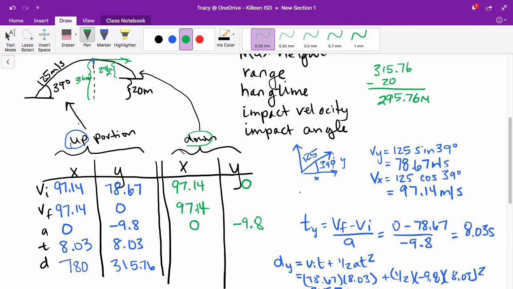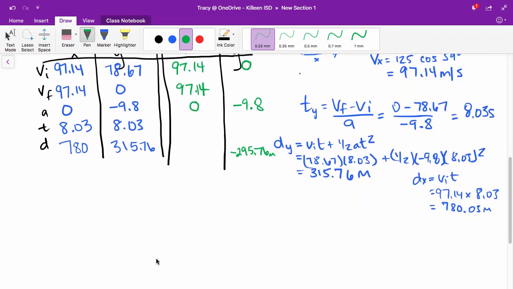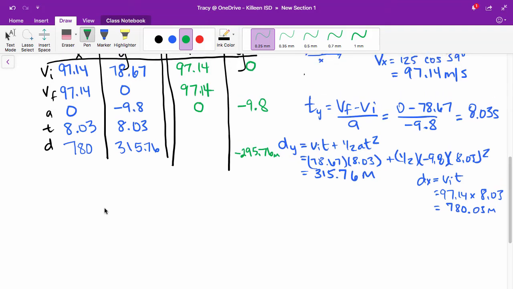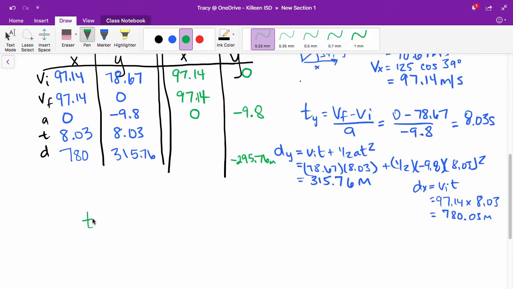So that is my y. So it's going to fall that much. So it's going to fall negative 295.76 meters. And so now I have my 3 pieces of information. So to find my time in the y direction, I'm going to use d is equal to VIT plus 1/2 AT squared.